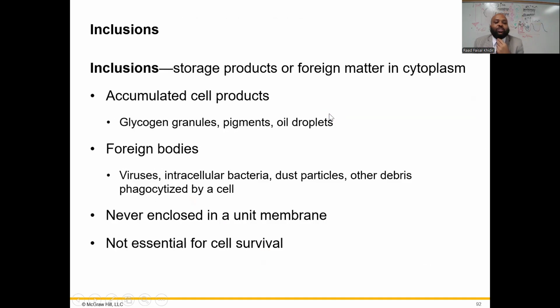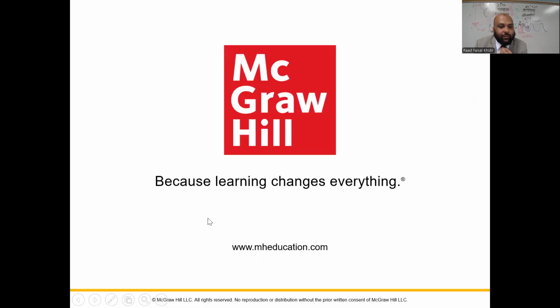And we have inclusions. These could be good inclusions like granules full of glycogen, pigments, and oil droplets in fat tissue. They are storage products or foreign matter in the cytoplasm. They are never enclosed in a unit membrane and are not essential for cell survival.